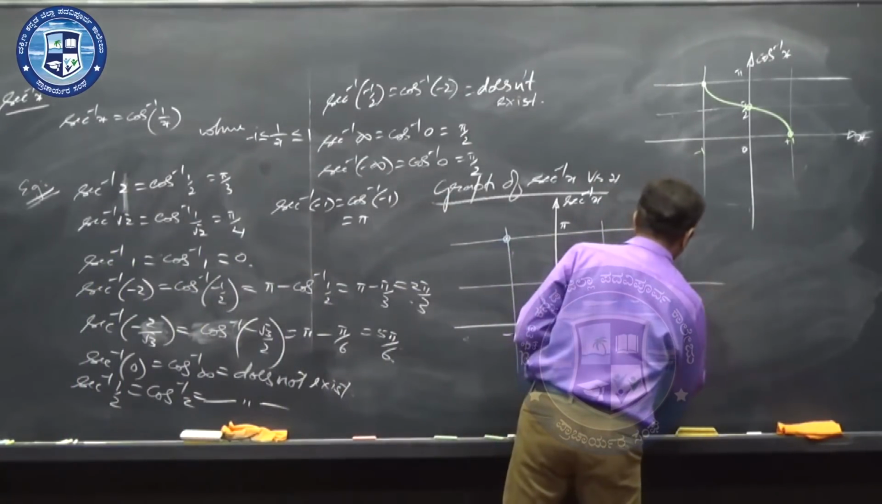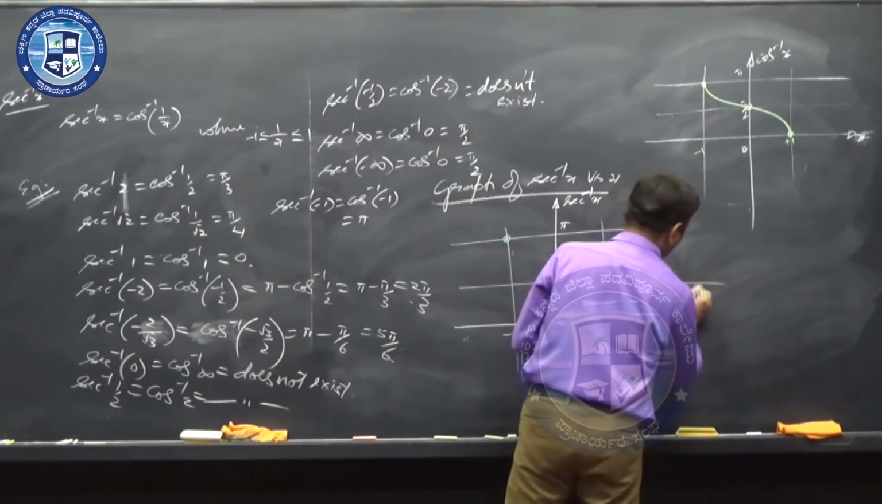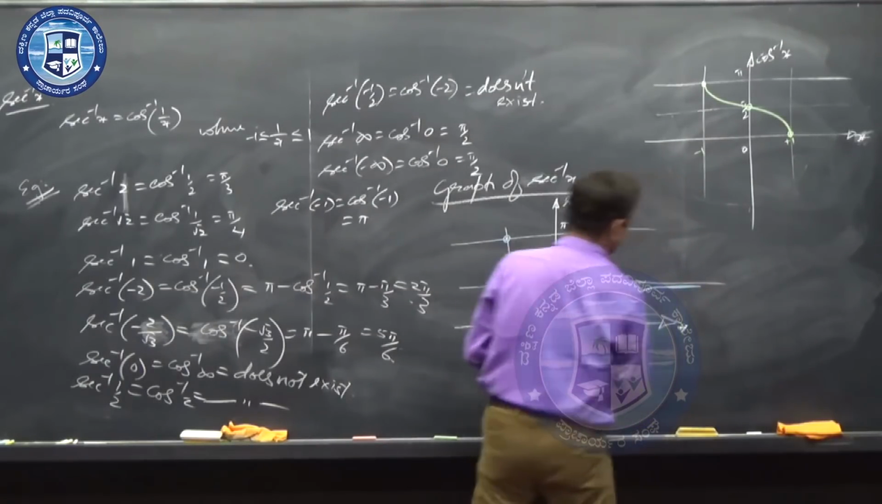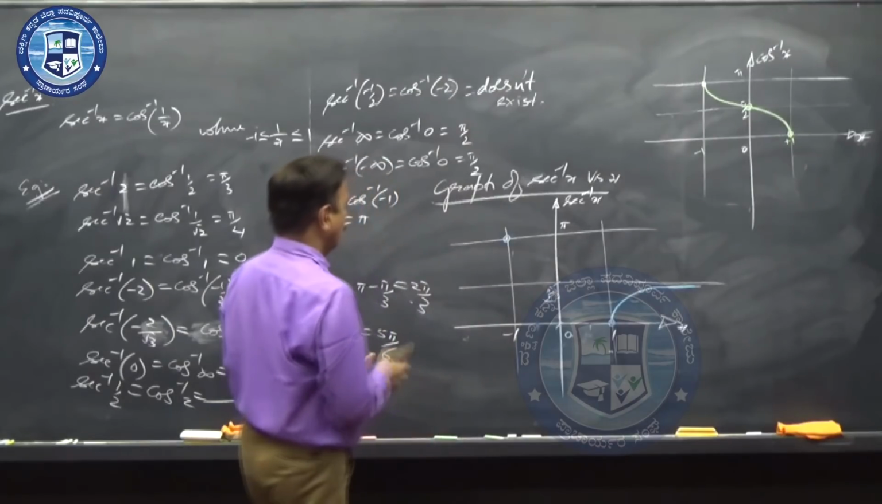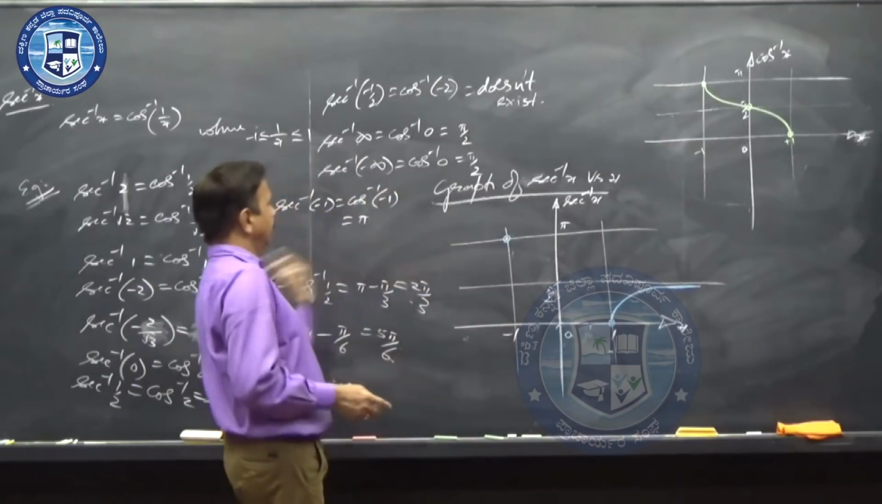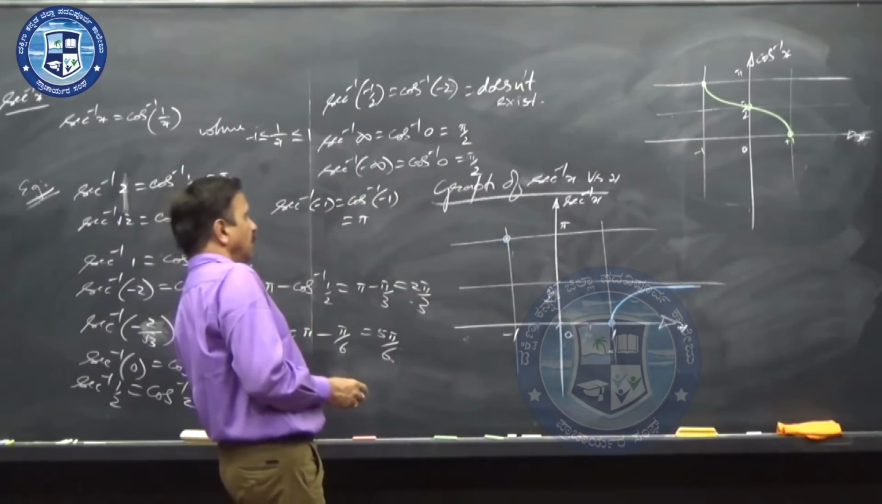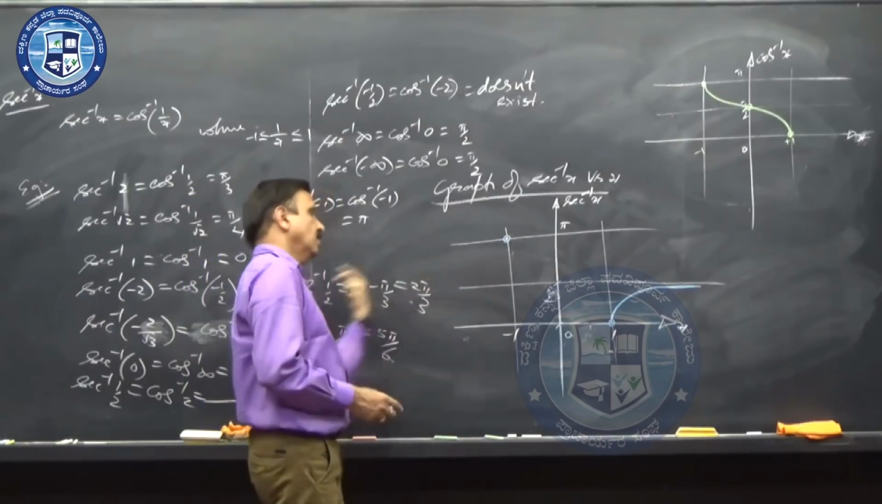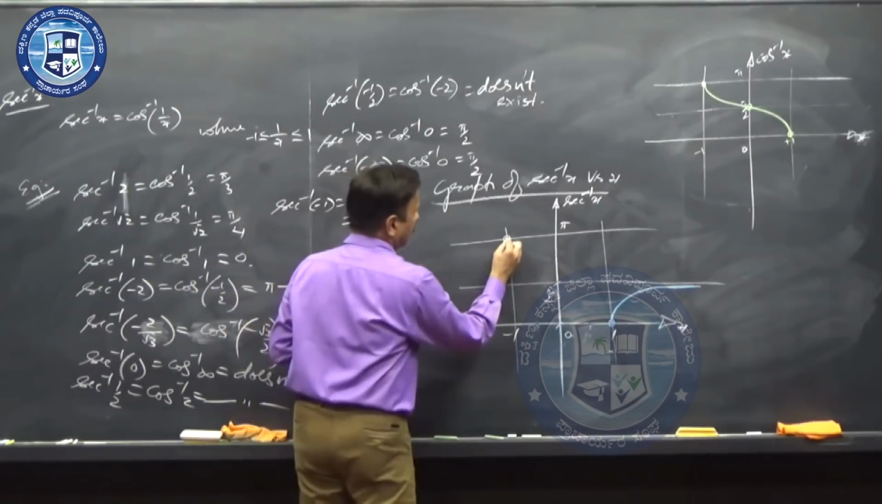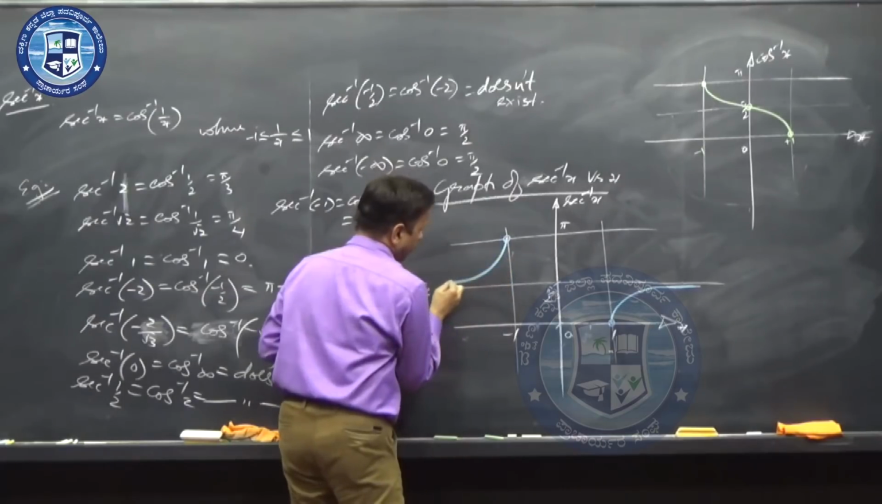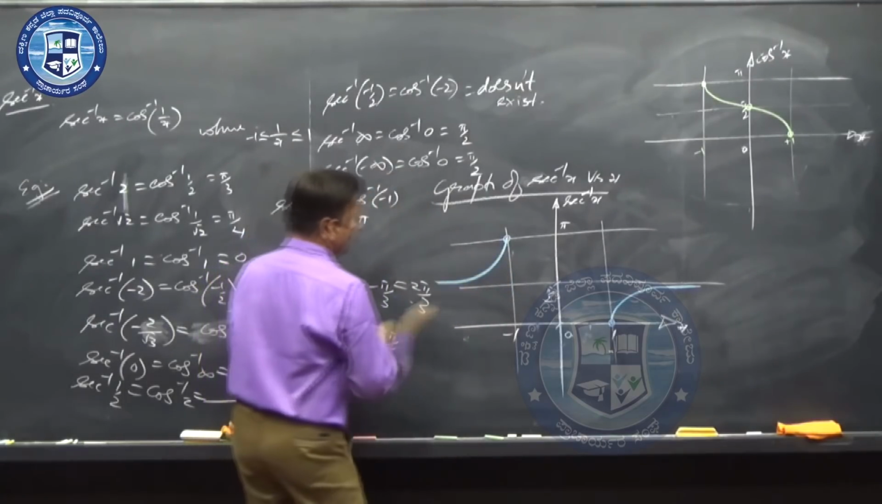This particular line through pi by 2, that becomes asymptotic, that becomes an asymptote. Okay, and what about this? Secant inverse minus infinity is pi by 2. Look at this, the graph is like this, see here?